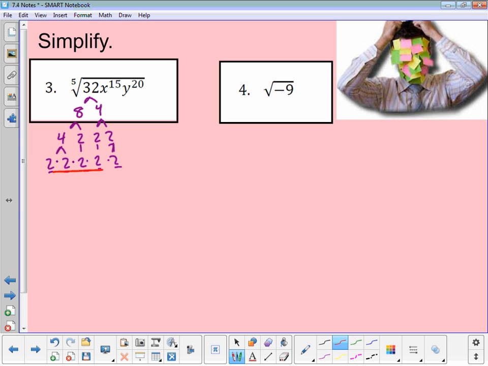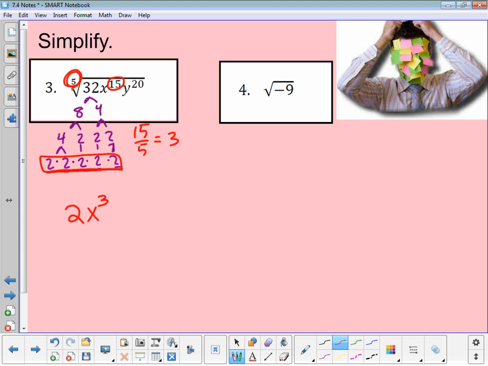Since there's 5 factors of 2 and I'm looking at the 5th root, I need a group of 5 to pull it outside. So that means this group of 5 underneath the radical is going to make 1, 2 outside of the radical. If I think about the x's, I have 15. So if I have 15 x's underneath and I'm looking for groups of 5, that means I can take 15, divide by 5, and I have 3. So there's 3 x's, or x to the third power, outside of the radical.